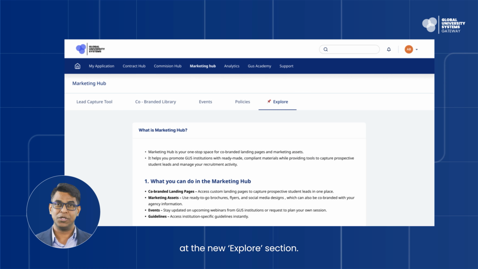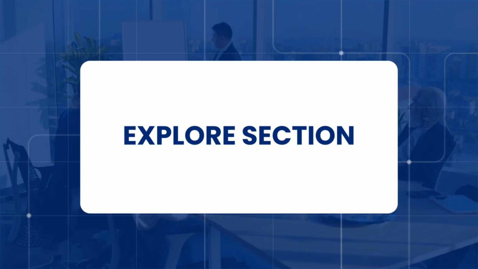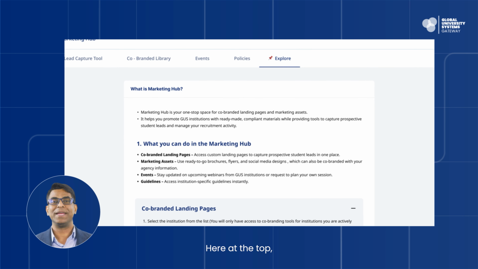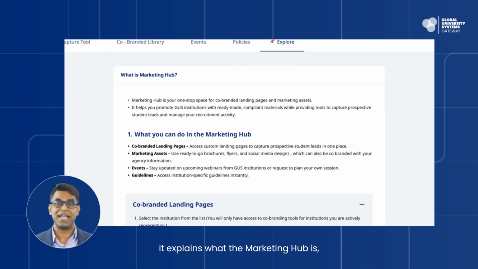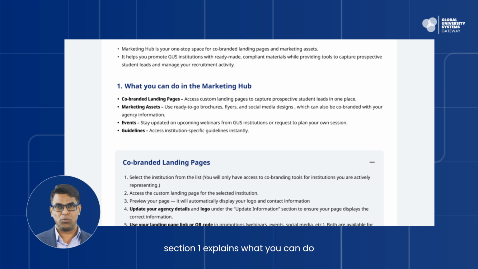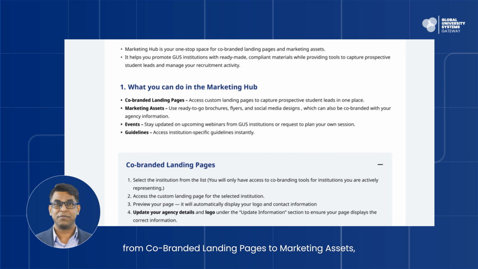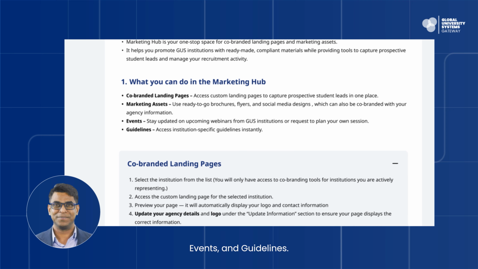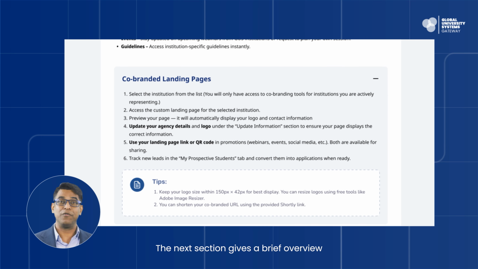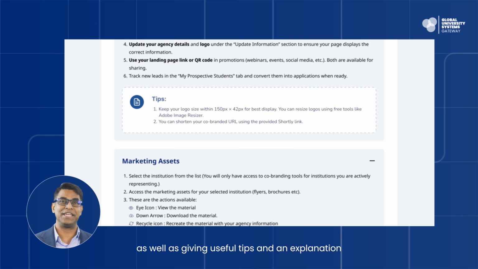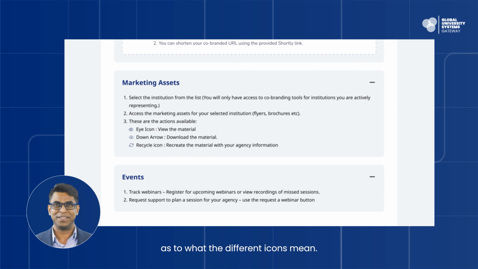Finally, let's take a look at the new Explore section. This section gives a brief overview of the new Marketing Hub. Here at the top, it explains what the Marketing Hub is and what it's used for. As we scroll down the page, Section 1 explains what you can do in the Marketing Hub, from co-branded landing pages to marketing assets, events, and guidelines. The next section gives a brief overview of these 4 areas, as well as giving useful tips and an explanation as to what the different icons mean.